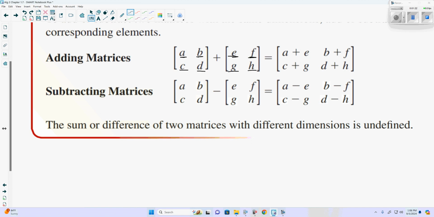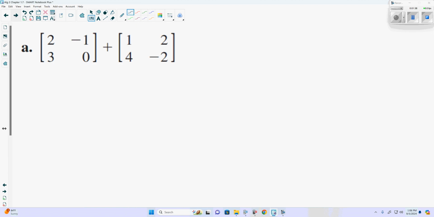The sum or difference of two matrices with different dimensions is undefined. We can only add or subtract if the dimensions of the two matrices are the same. So if we look at this first one here, our first matrix is a 2 by 2. We have 2 rows, 2 columns. The second matrix is also a 2 by 2. 2 rows, 2 columns. Yes? So that means we can add these together.